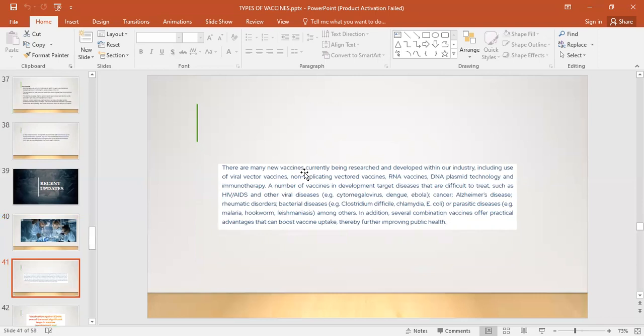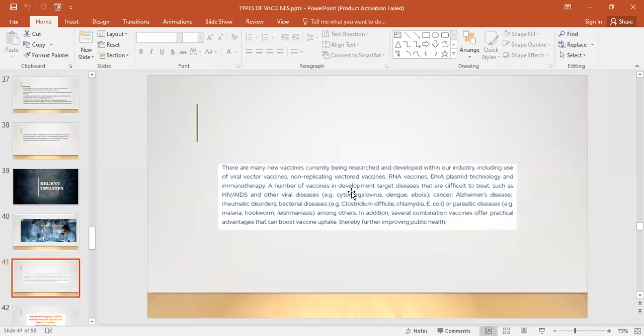There are many new vaccines currently being researched and developed within our industry, including use of viral vector vaccines, non-replicating vector vaccines, RNA vaccines, DNA plasmid technology, and immunotherapy.